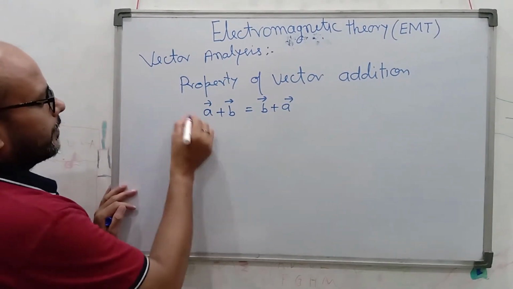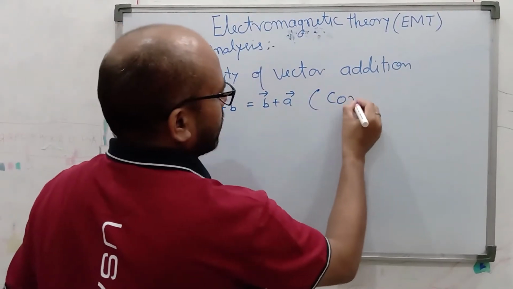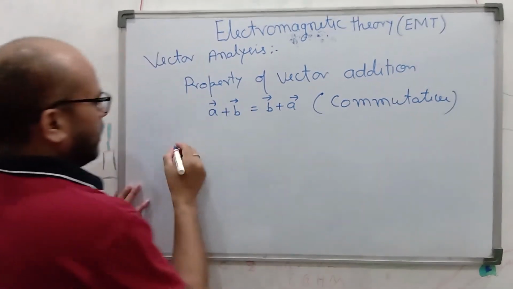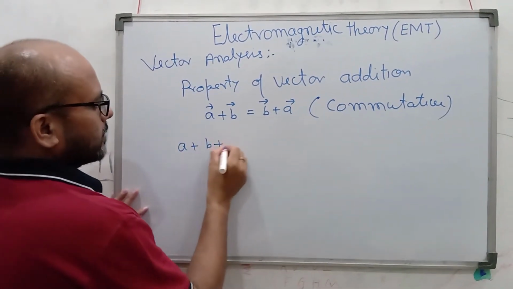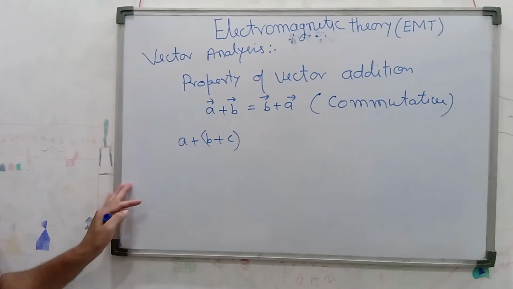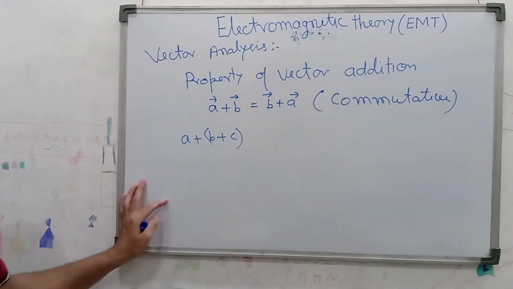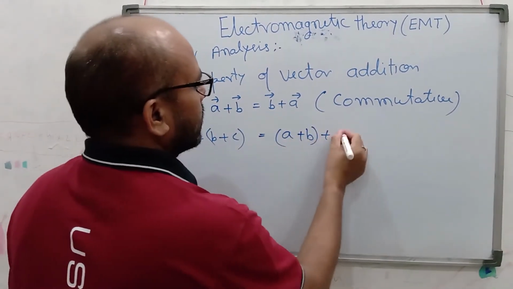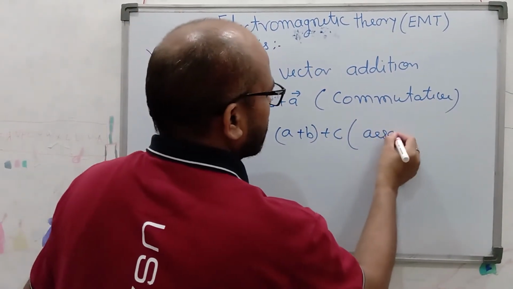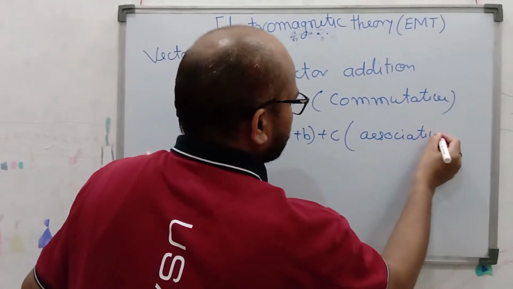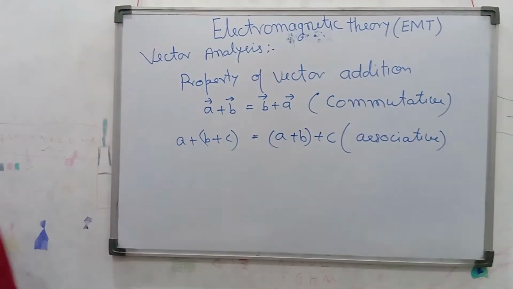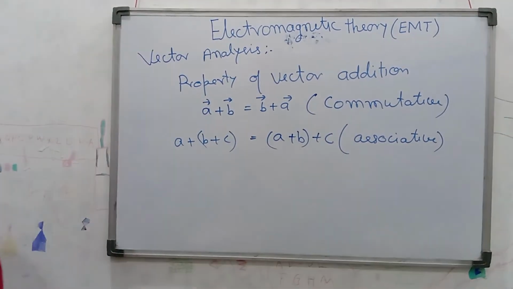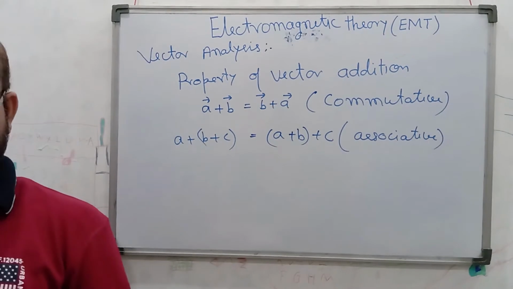Associative. Here commutative, right? A plus B plus C. So simply A plus B plus C, associative, right? That is vector addition, which verifies the commutative and associative properties.